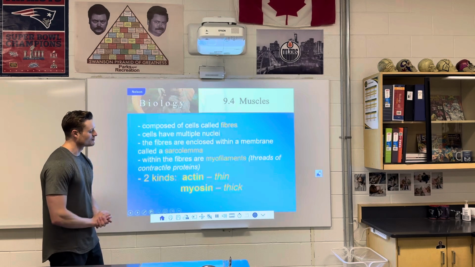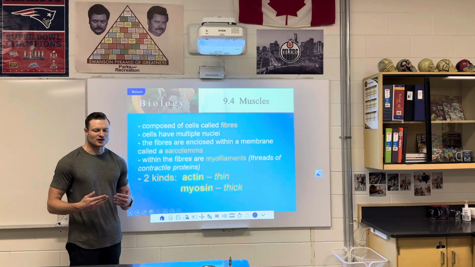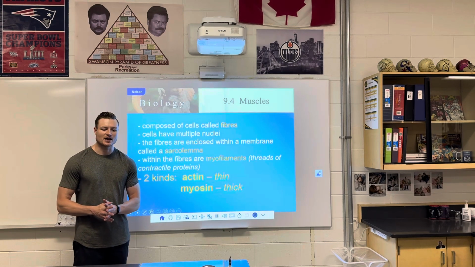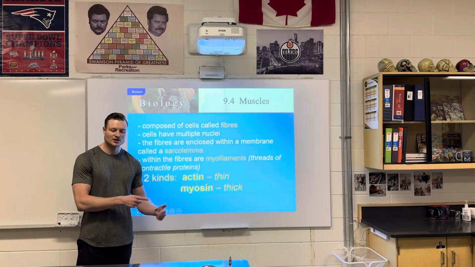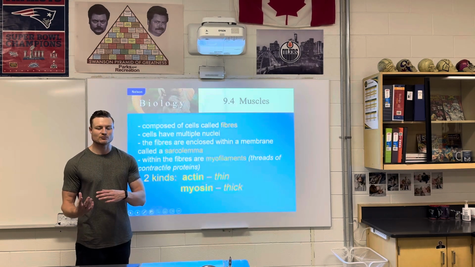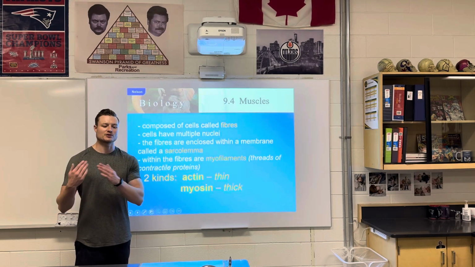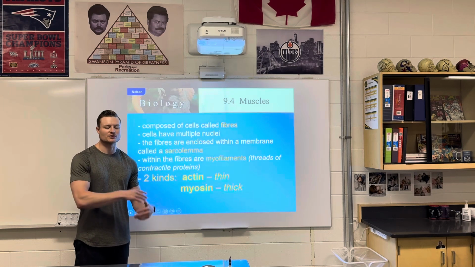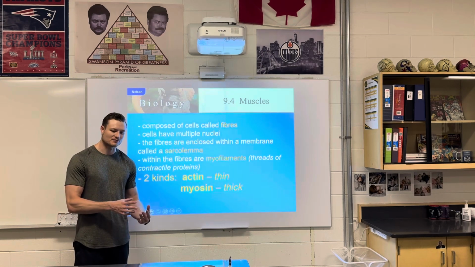Now, when it comes to skeletal muscles, we can talk about muscles in terms of pairs. Oftentimes muscles are found as a pair. We call them antagonistic muscles. So for example, the bicep and the tricep would be opposites. When the bicep contracts, the tricep relaxes. When the tricep contracts, the bicep relaxes.